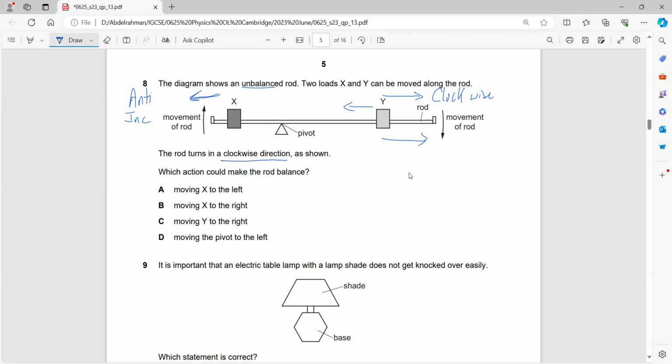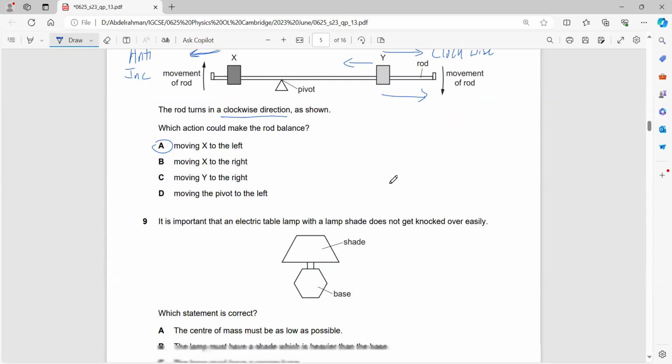You can only move X to the left, which would increase the anti-clockwise moment, which might balance out the rod. Any questions? Is it clear now? I hope it's clear now. Okay.